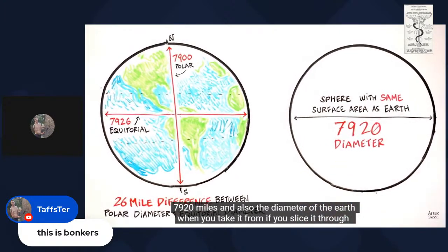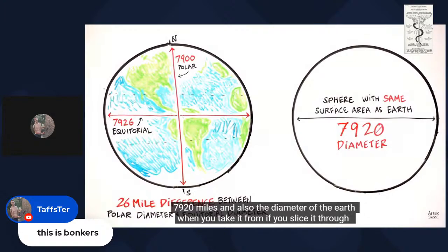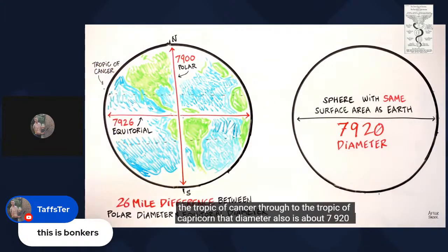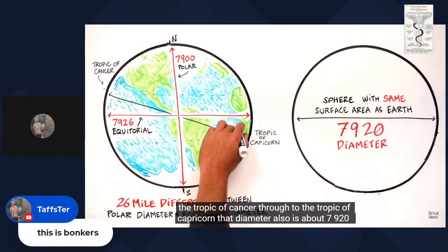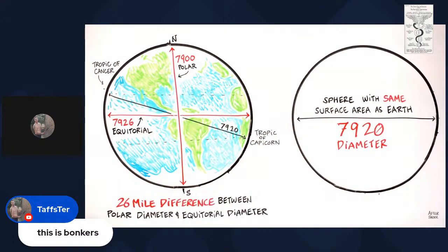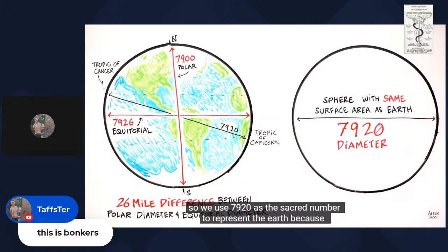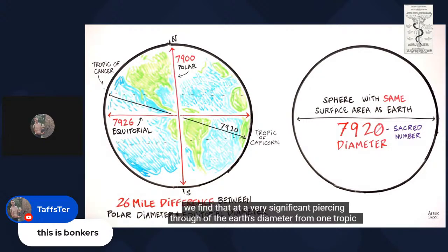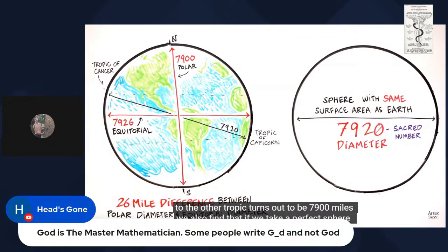And also the diameter of the Earth, when you slice it through from the Tropic of Cancer to the Tropic of Capricorn, is also about 7,920. So we use 7,920 as the sacred number to represent the Earth, because even though the Earth varies considerably between equatorial and polar diameters, we find that at a very significant piercing through of the Earth's diameter from one tropic to the other tropic, it turns out to be 7,920 miles.